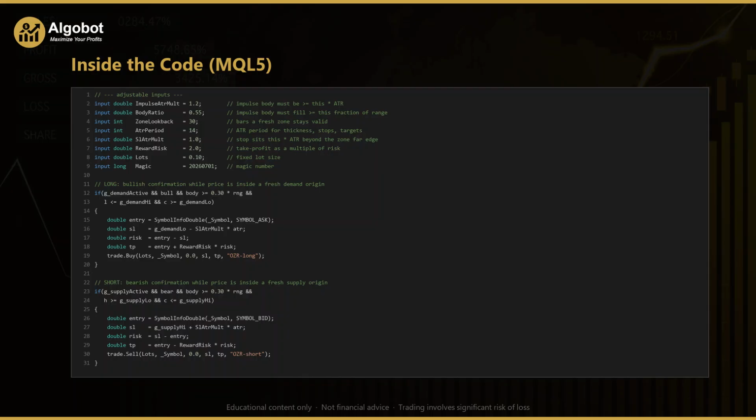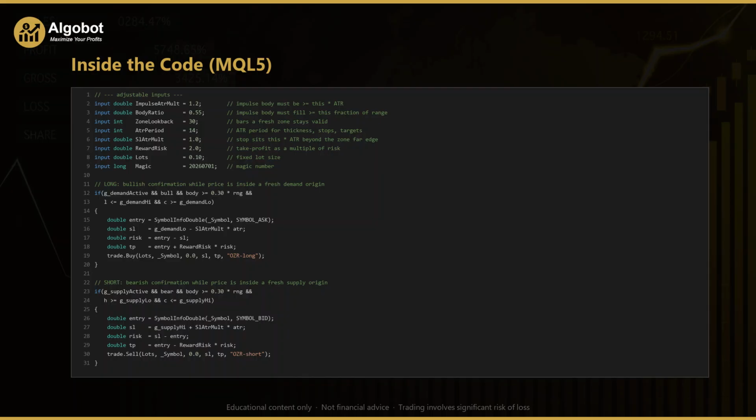Zone lookback holds a zone valid for 30 bars, ATR period is 14, and the SL ATR multiple of 1 places the stop 1 ATR beyond the zone's far edge. Reward risk of 2 sets the target size, and lots fixes the trade volume. Now look at the 2 signal blocks on screen.